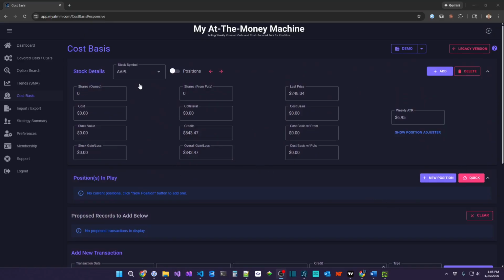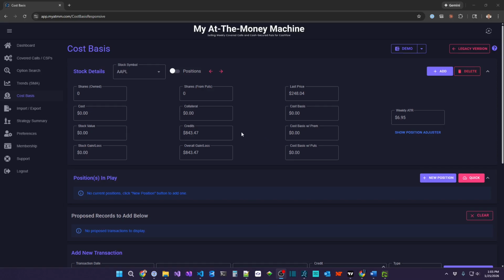So we're back at the very top, have the Apple ticker selected. You can see shares owned is 0. The shares from puts, because we no longer have any cash secured puts, is also 0. The stock value is 0. There's no unrealized loss or gain. You can see the total credits premium that we've collected on this stock was $843.47. Our cost basis is 0 because we don't own any shares currently. We don't have a cost basis with premium, again, because we don't own any shares. So when you don't own any shares, this is always going to be zeros. It only has a number when you own shares.